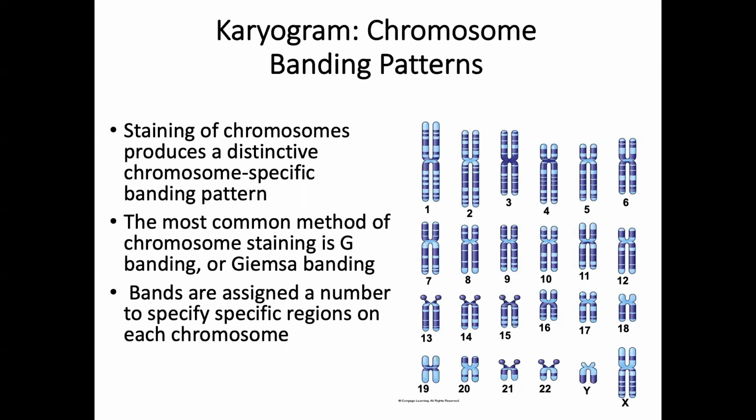Heterochromatic regions, which tend to be rich with adenine and thymine, also called AT-rich DNA, and are relatively gene poor, meaning they do not have many genes, stain more darkly in G banding, okay? This picture on the right shows a karyogram of a human chromosome set, showing the distinctive banding pattern of each chromosome. So you will be able to tell who is who.